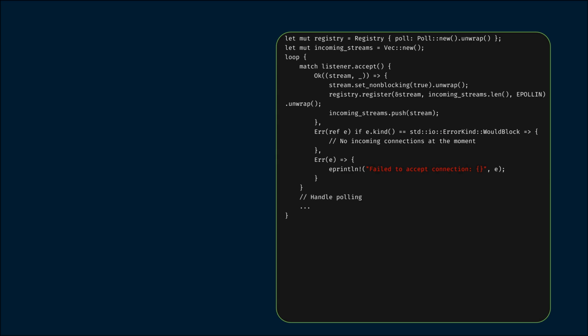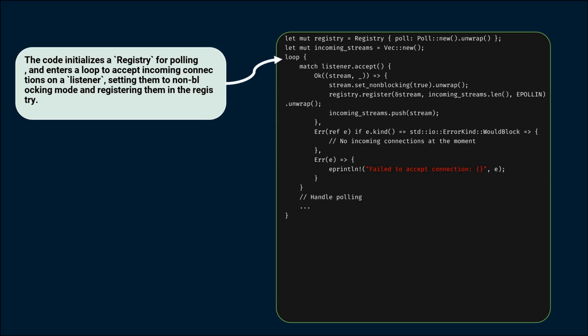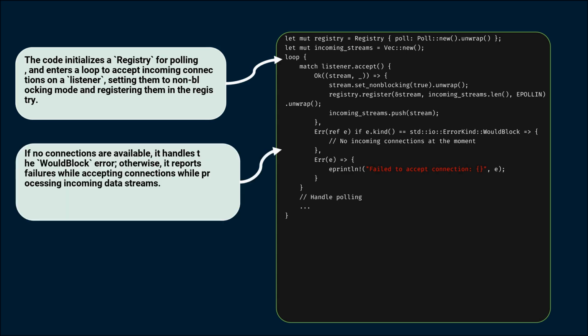Now let's see how we can implement our main loop for accepting incoming client connections. We start by creating an instance of our registry, which contains the polling mechanism and an empty vector to keep track of incoming streams. This allows us to handle multiple client connections efficiently. In the loop, we utilize listener.accept to check for new connections from clients. When a new client connects successfully, we set their stream to non-blocking mode, enabling our program to continue processing other connections without delay. After making the stream non-blocking, we proceed to register it with our poll instance using the register method, passing the stream and its index within the incoming streams vector.